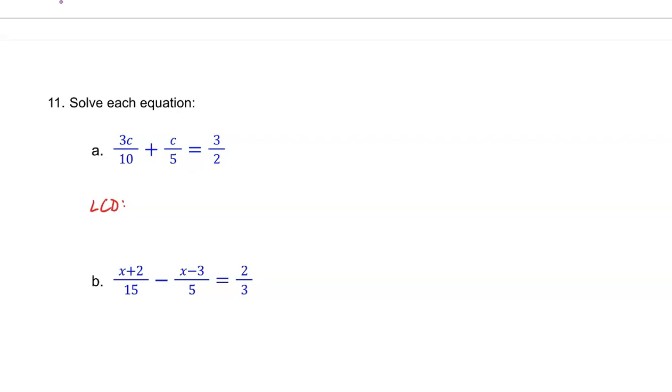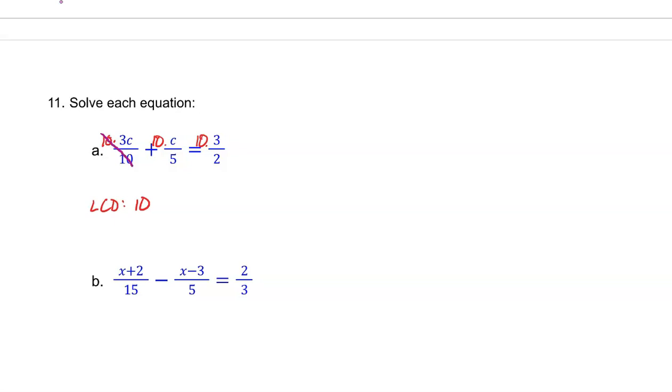There's a 10 and a 5 and a 2. The LCD is 10. 10 is a multiple of itself. 10 is also a multiple of 5, and 10 is also a multiple of 2. I want to multiply everything by 10. So 10 times the first term, 10 times the second term, and 10 times the number on the right side of the equals. Now, when we multiply these, let's make use of our canceling skills.